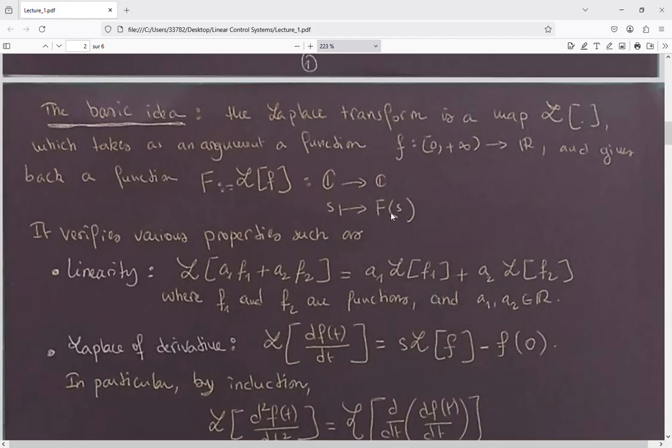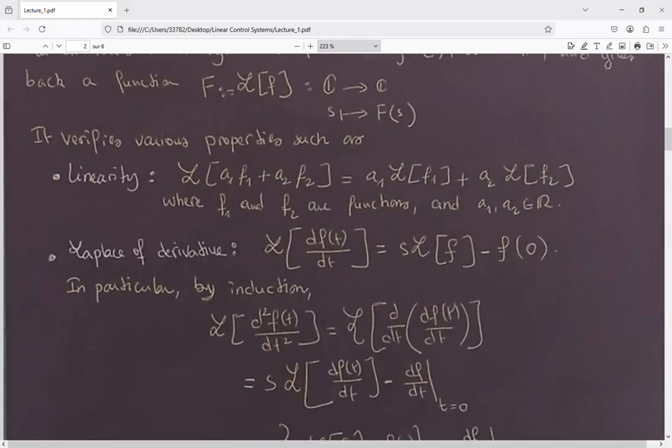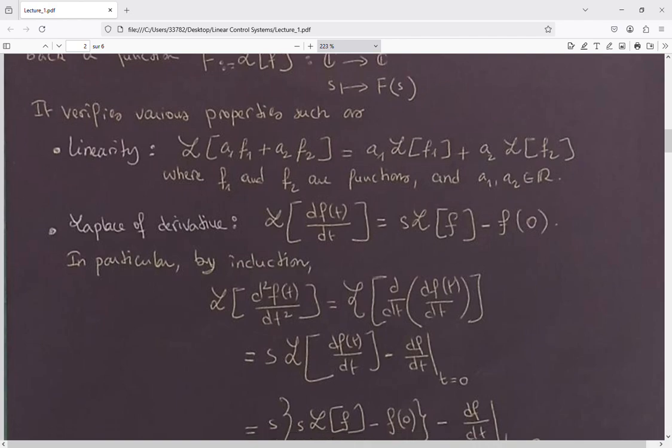And now this function verifies various important properties. Three of them are as follows. We have first what is called linearity. So if you take the Laplace transform of a1 f1 plus a2 f2, here f1 and f2 are functions and a1 and a2 are constants, this gives you a1 times the Laplace transform of f1 plus a2 times the Laplace transform of f2. So this is the first property, linearity.